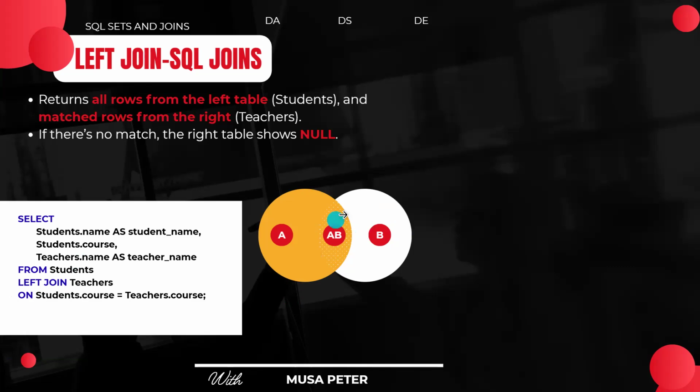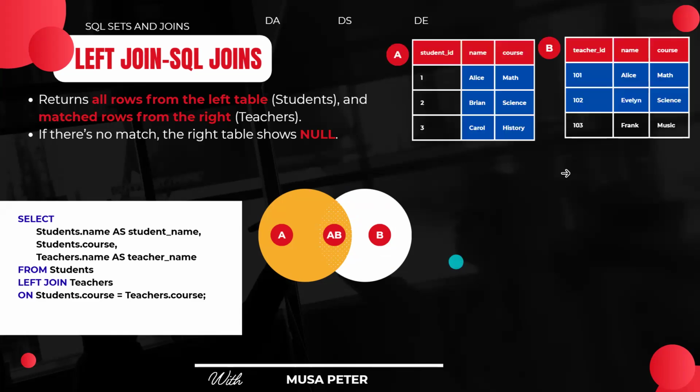Now, any matches are those values that are contained within B that match A, and that is our zone AB. So we need A and then AB, and then those that do not match, which is the remaining rows within B, those ones will be output as nulls. They will be output as nulls. Now look at this. So for a left join, all these values for the left table will be returned. And then any matching information from the right table would also be returned.